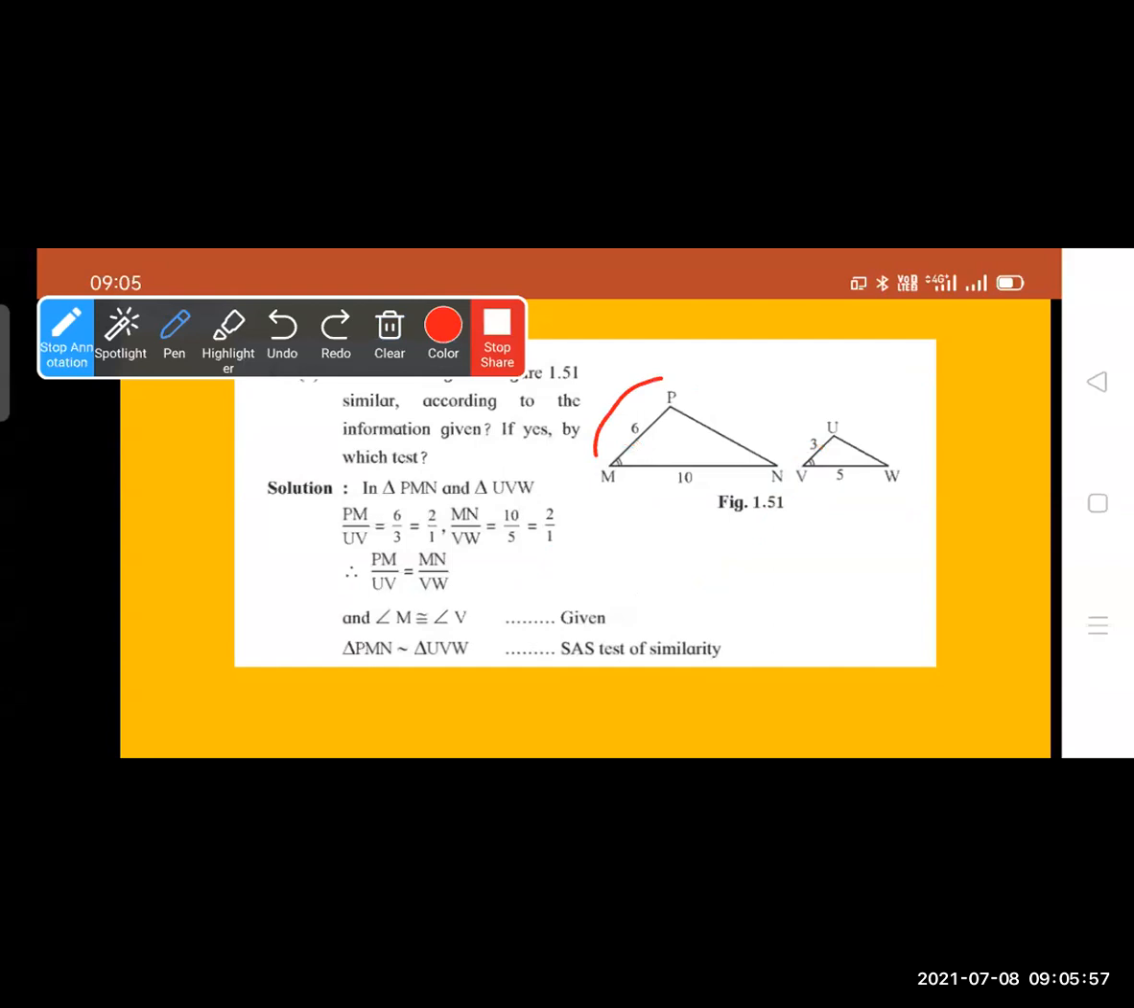Okay, I will explain this question again. First we find the ratio PM by UV, then we find MN by VW, and then check whether these two ratios are in proportion. Proportion means their ratios are equal. If their ratios are equal and one angle is congruent, then we say that these two triangles are similar by SAS similarity.